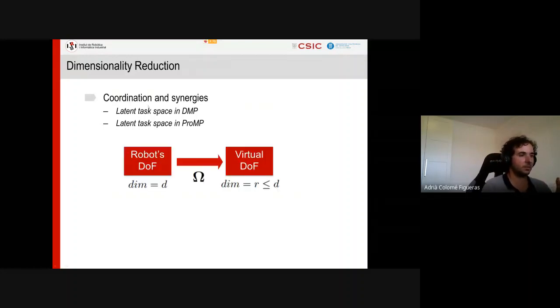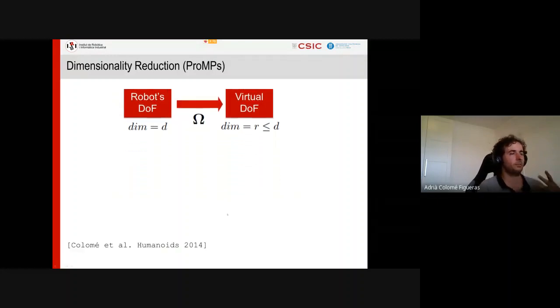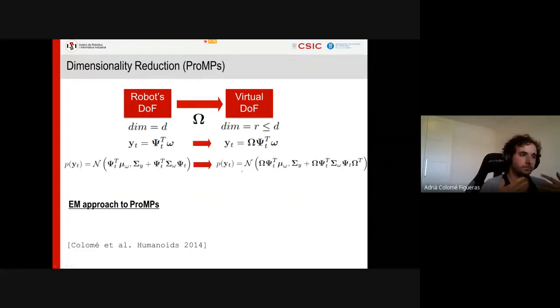We have the robot degrees of freedom, of dimension D, and I will project them linearly to virtual degrees of freedom, of dimension R. For example, for probabilistic movement primitives, the state is approximated by the kernel functions times this omega vector. When you map it to a latent space, x in the latent space is projected upwards by this omega matrix, which is D times R. Pretty simple. The distribution of the state y at time t becomes, from this on the left, this on the right. So omega appears a little bit everywhere.